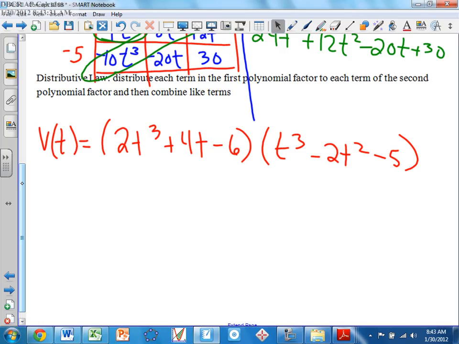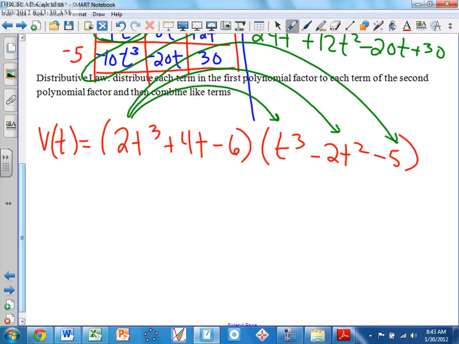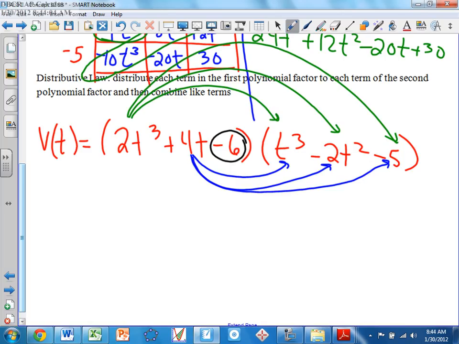Simply, just like you do in FOIL, whether you realize it or not, you're distributing every term to every other term. So take 2t and distribute it to all three of them. Write all three of them down after you distribute. Then take the 4t and distribute it. I would use box, again, just because this becomes very messy. Then the key on the next part is you need to take the negative 6, the entire quantity, and distribute it to each of these three terms.